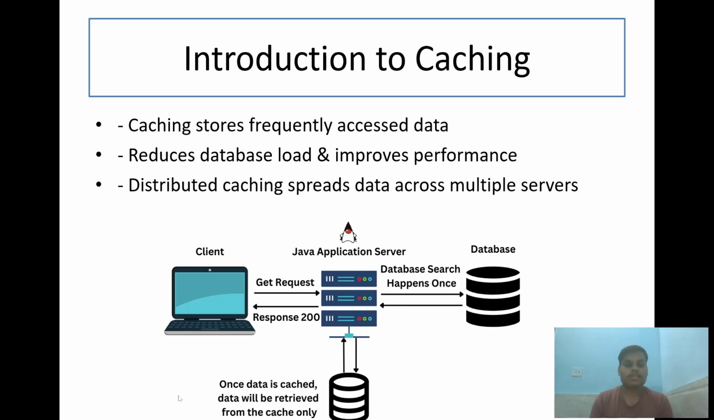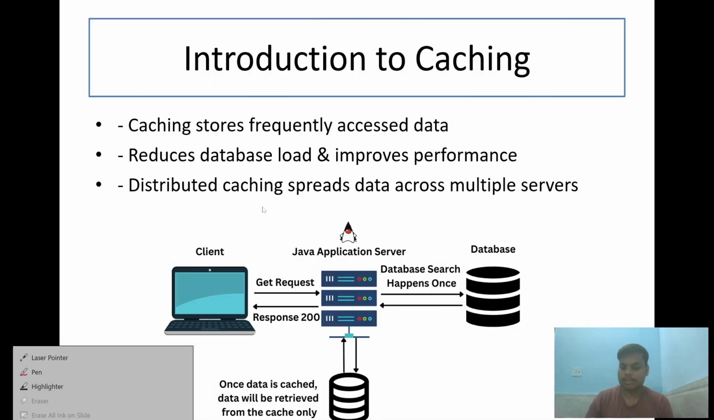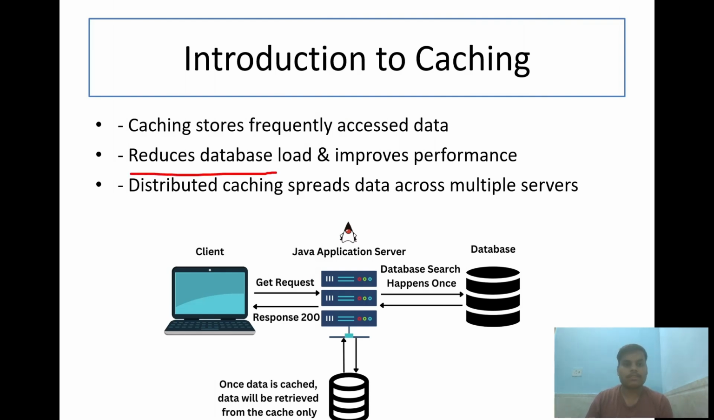So what does caching do? Caching reduces database load. It improves the performance. How? First of all, when there are multiple fetch requests to the server, then the server load increases, and the database load also increases. So to avoid that, we use caching.